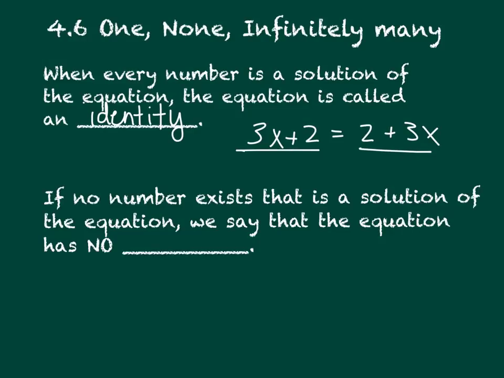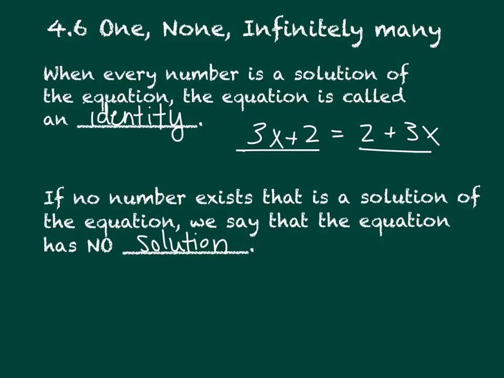Okay, so for the next one it says, if no number exists that is a solution of the equation, we say that the equation has no solution. And these can be found when all of the variables cancel out on both sides of the equation, and only two different numbers are left, and those two numbers are set equal to each other.